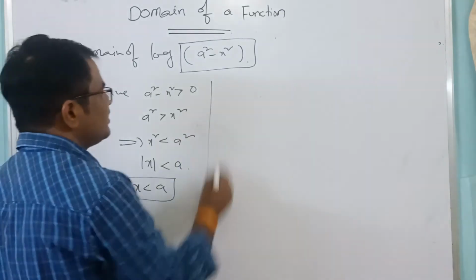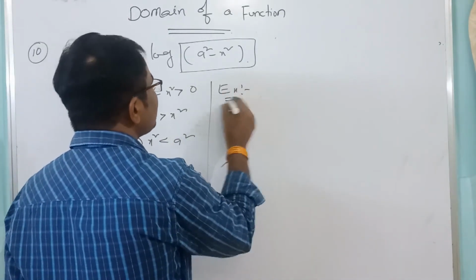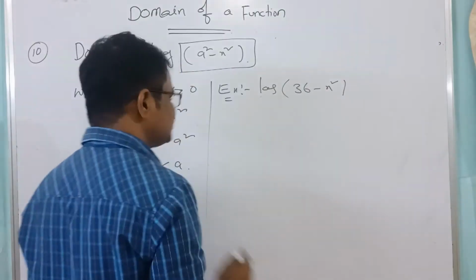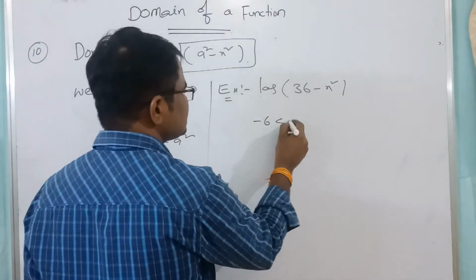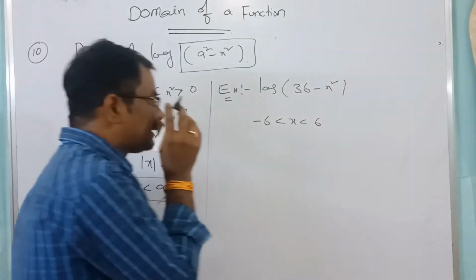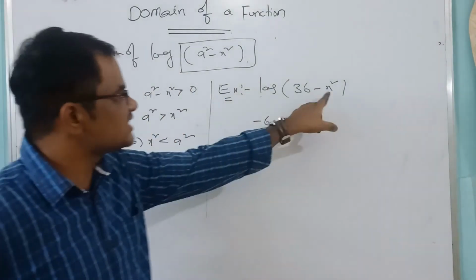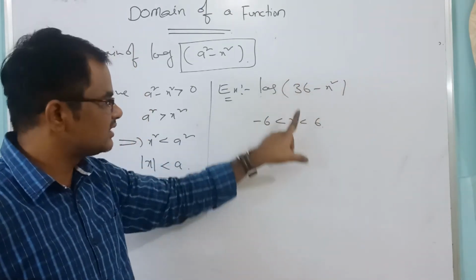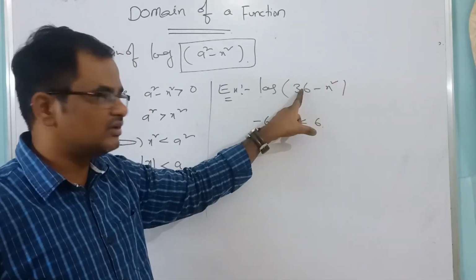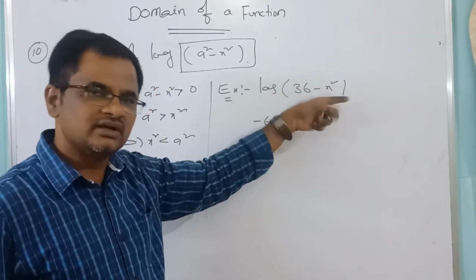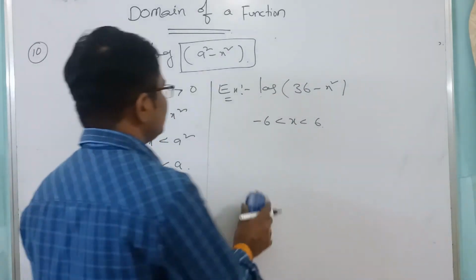For example, take log of 36 minus x square. If you simplify according to this, minus 6 less than x less than 6. If you substitute minus 5, minus 5 square gives a positive value, and plus 5 also gives a positive value. But other than these, suppose you substitute 7, log of a negative value is not defined. Like this we have to take.